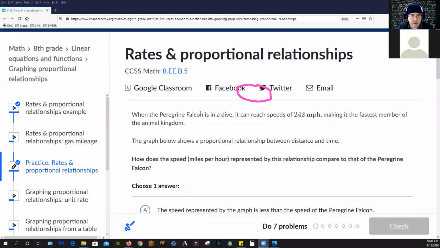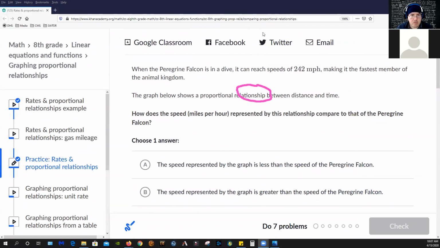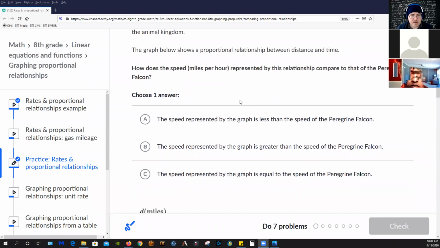Let's go back to reading that again. When the peregrine falcon is in a dive, it can reach speeds of up to 242 miles per hour, making it the fastest animal in the animal kingdom. The graph below shows a proportional relationship between the distance and time, not necessarily of a falcon. How does the speed in miles per hour represented by this relationship compare to the peregrine falcon? Okay. So it's going to ask us which one's faster.